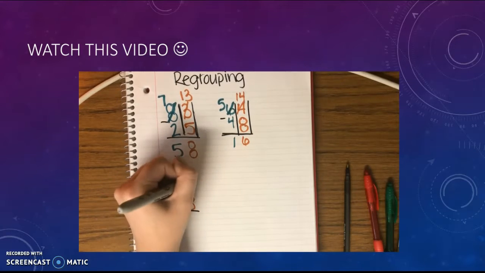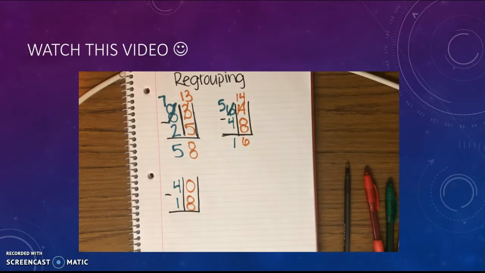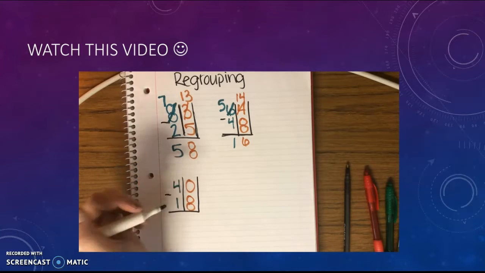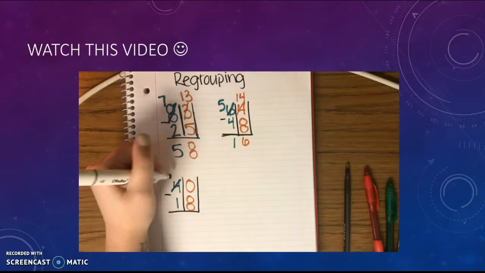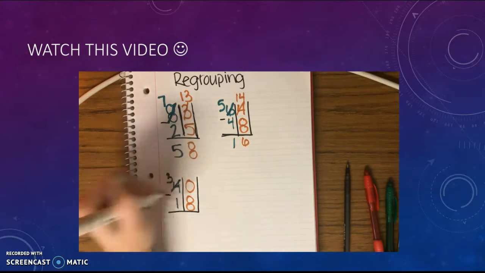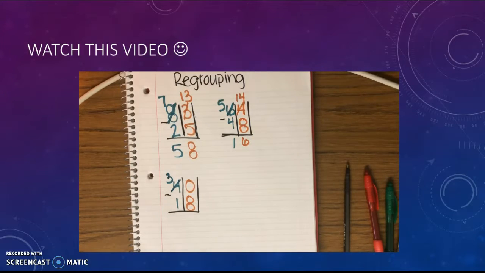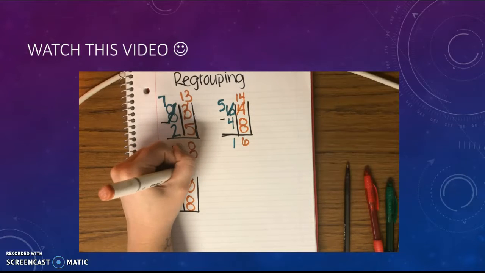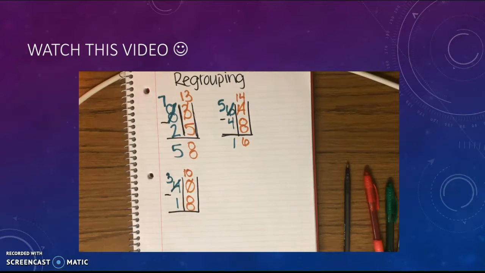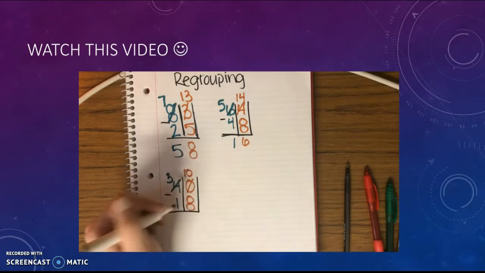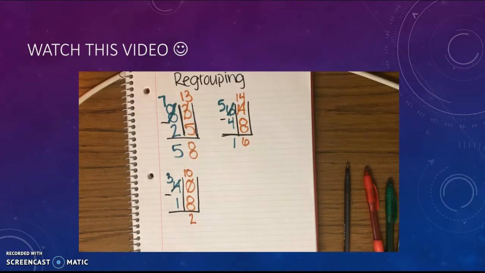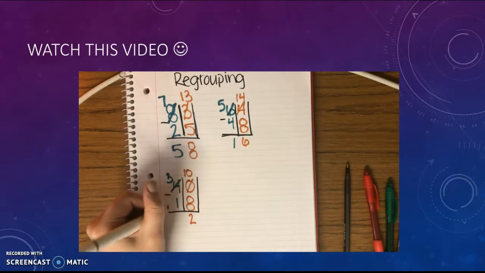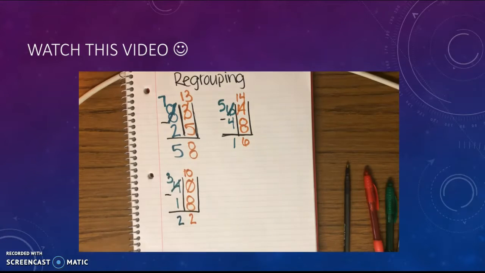So now, in the ones place, you have 0 ones, and you're trying to take 8 away from 0, which you can't do. So you're going to go to the tens place again. You're going to take a 10. So now this is going to be 3 tens instead of 4 tens. And you're going to add that 10 to the ones place. So instead of having 0 ones, you're going to have 10 ones. So that's where your 10 went. So now you can do 10 minus 8, which is 2, and then 3 minus 1, which is 2.